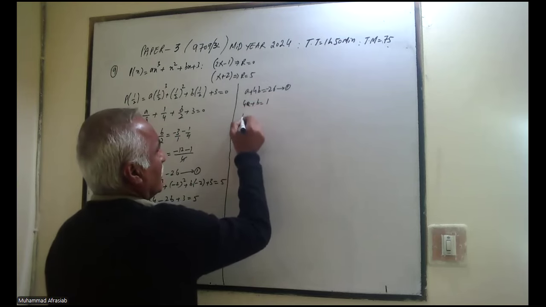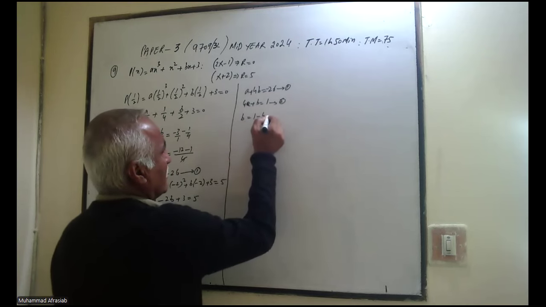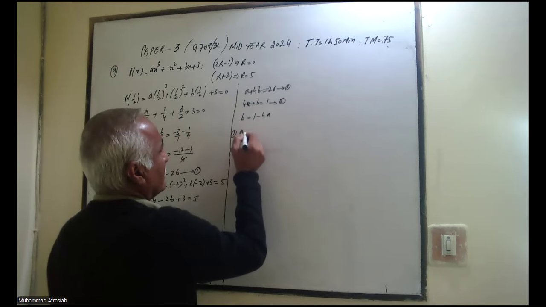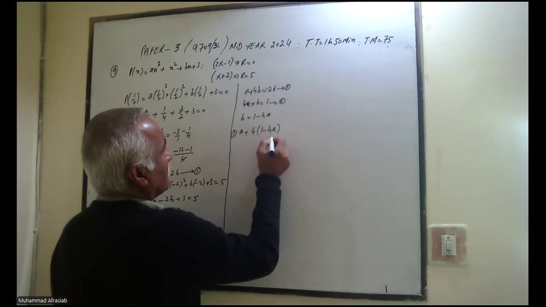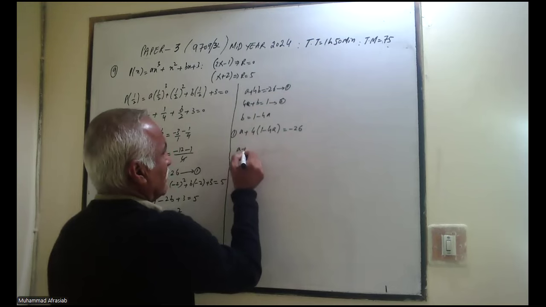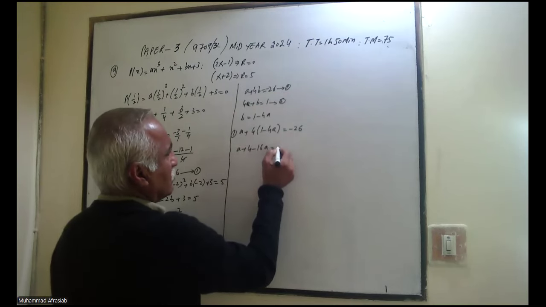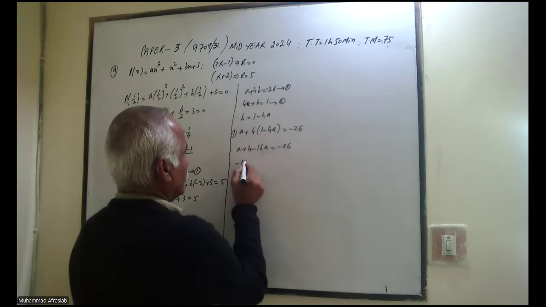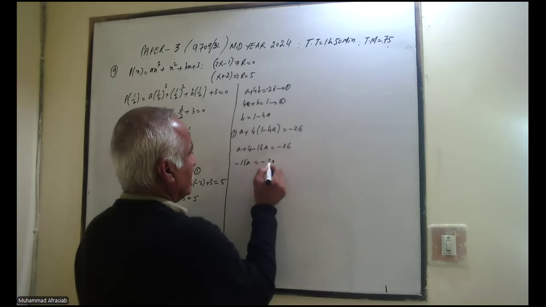So from this we can make b as a subject. It should be 1 minus 4a. Put it into the 1. So a plus 4 into 1 minus 4a is equal to minus 26. So a plus 4 minus 16a is equal to minus 26. So a minus 16a is minus 15a, plus 4 is going to this side, which is minus 30.